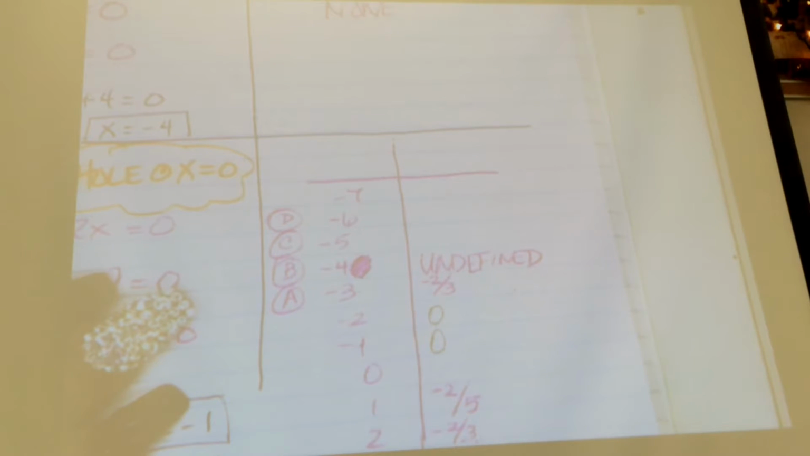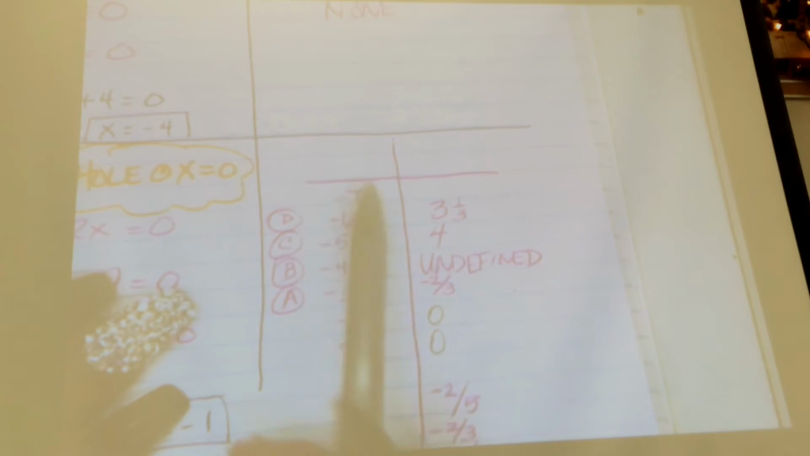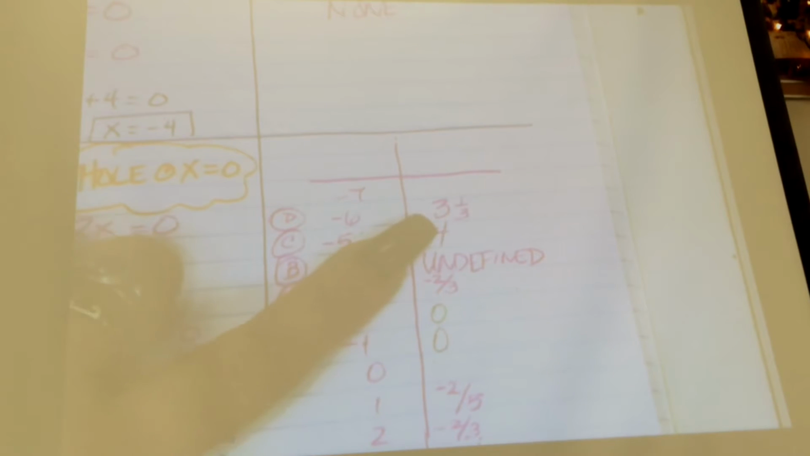Kyle, what about letter C? What did you guys get for negative 5? Just 4? Everybody get that? I like whole numbers. They're my friends. How about letter D? 3 1/3. Positive, right? You guys remember some of you who plugged in negative 7 then got negative 210? I don't know if this is going to be negative 210.